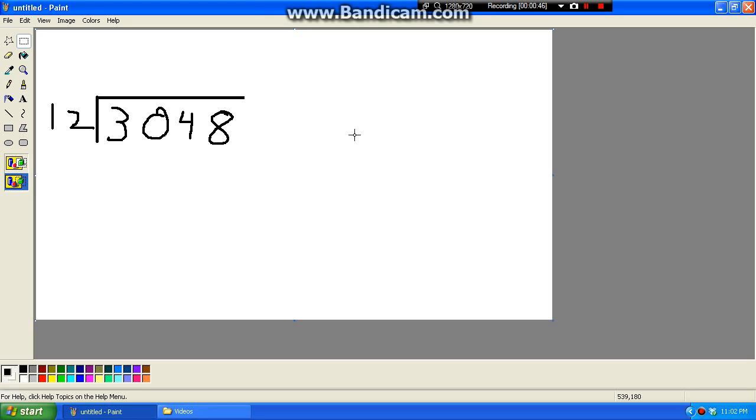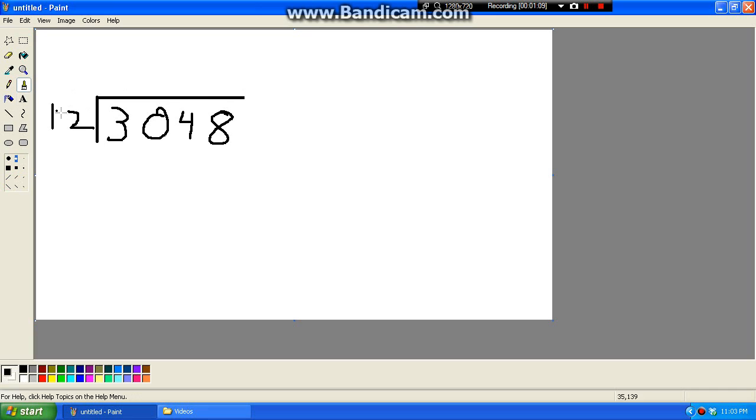Now, I'm going to be using long division, but it doesn't really matter. That's just because it's better graphically and it's easier to work things out with. Short division is pretty much the exact same thing, but less working out is shown basically.